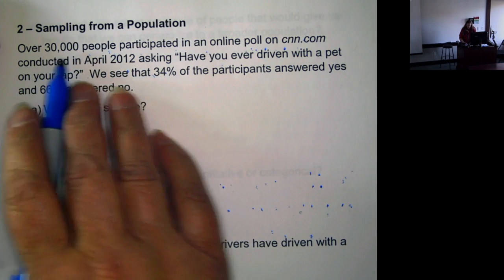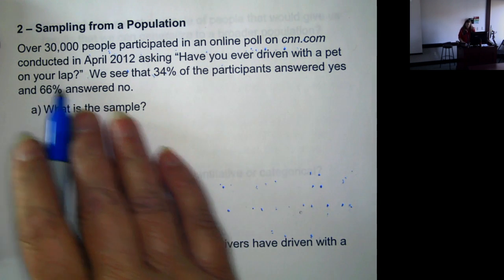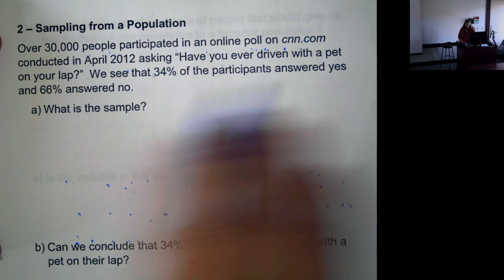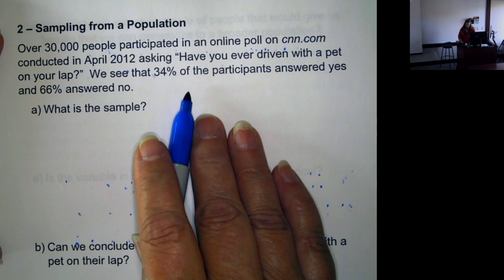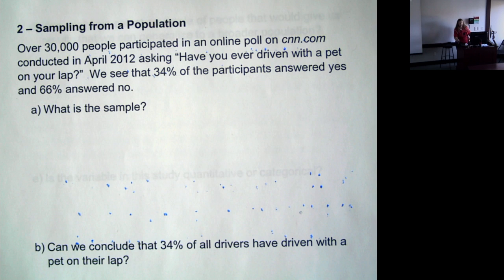So here we have over 30,000 people participated in an online poll on CNN.com conducted in April 2012, asking, have you ever driven with a pet on your lap? We see that 34% of the participants answered yes and 66% answered no.